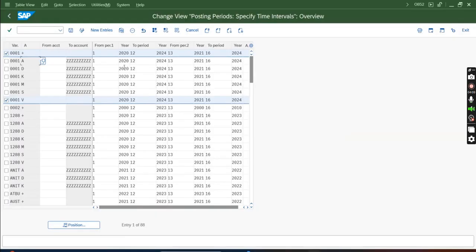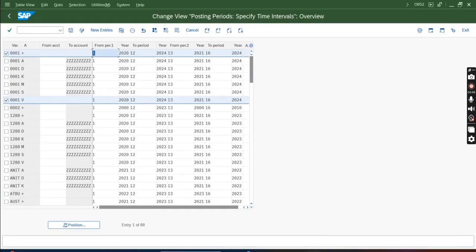So you can post any entry. But if I want to post an entry for January 2025, it will stop me, because January 2025 is not open. Similarly, if I try to post an entry in, say, November 2019, again it will stop me, because my posting period starts from 1st Jan 2020 and ends on 31st December 2024. Sorry, 12 means December, 1 means January.